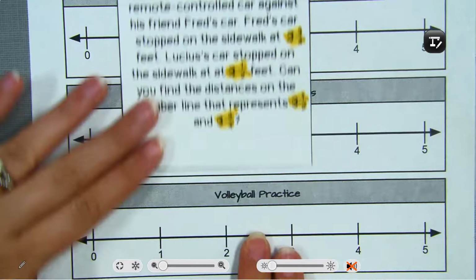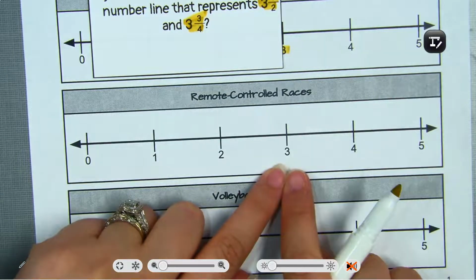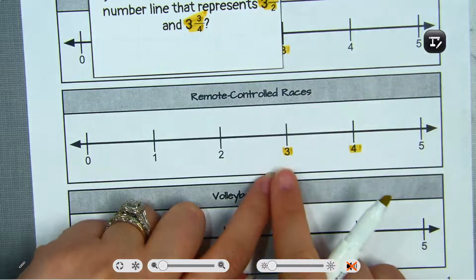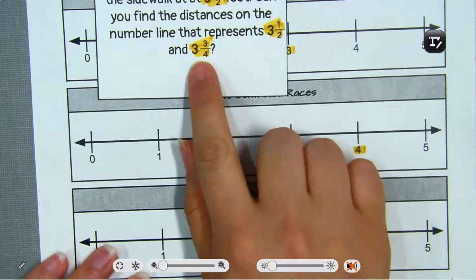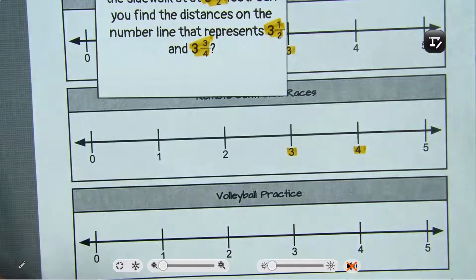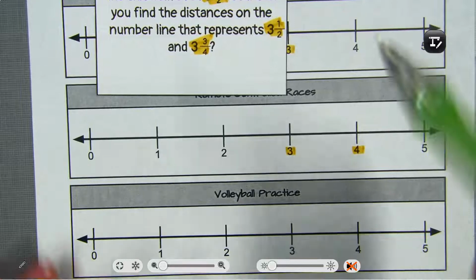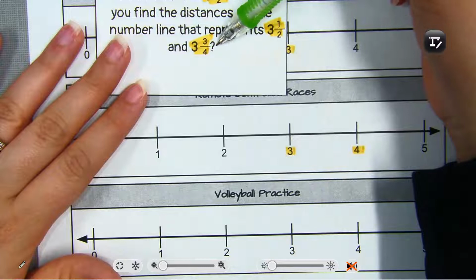So that means my whole number is 3. So I'm going to go to my number line and find my whole number 3. And I know that this fraction is going to go between 3 and 4. My denominator is 4. Oh, actually, I have 2 different denominators. I have 3 1/2 and 3 3/4.